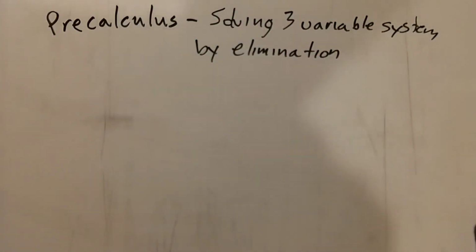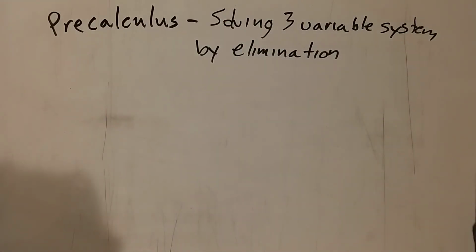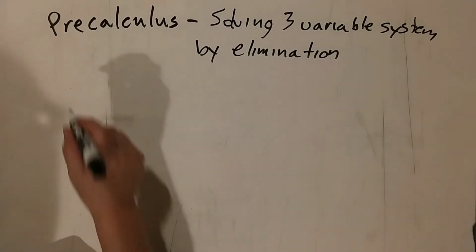We will continue our review of solving systems of equations by looking at a system with three variables, and we'll do it by elimination. Let's take a look at this system.